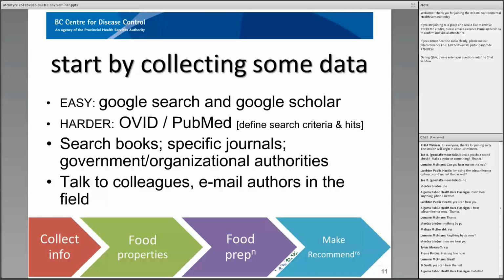We'll look at specific books and journals that we know in the food area. So some of the books that we're always consulting are the ICMSF books, the International Commission on Microbiological Specifications for Foods. And later on, I have a reference to show you on that. We'll look at food journals and then authoritative government websites. And again, I can't stress enough, talk to your colleagues or email authors in the field. So that's the collecting information phase.